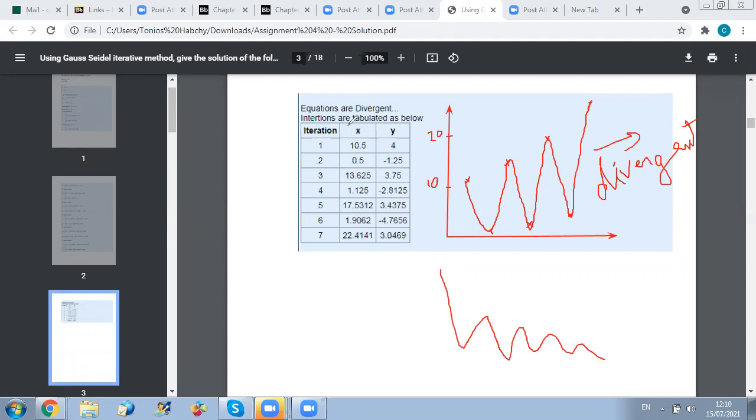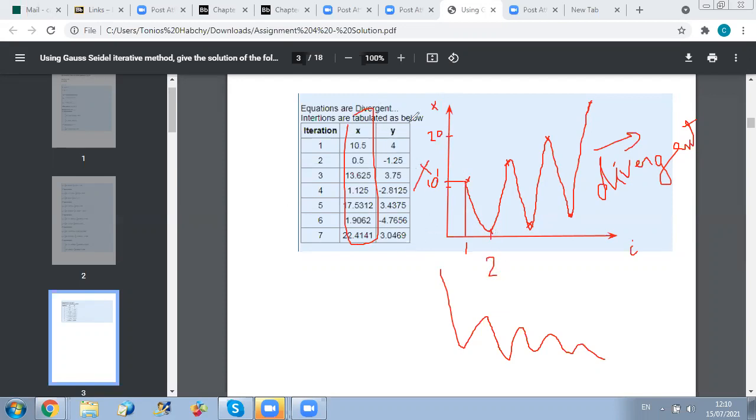No, I'm plotting just x, the variation of x with iteration. So this is x, this is I. And I'm plotting the values. This is for I equal 1. This is x1. This is how I'm plotting. For iteration 2, I'm plotting x2, etc.